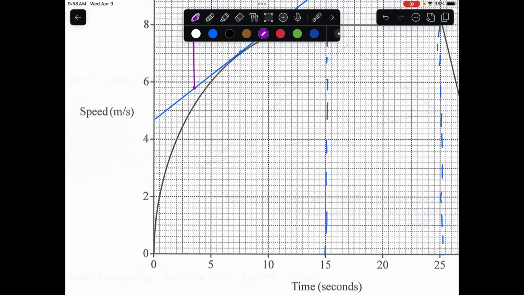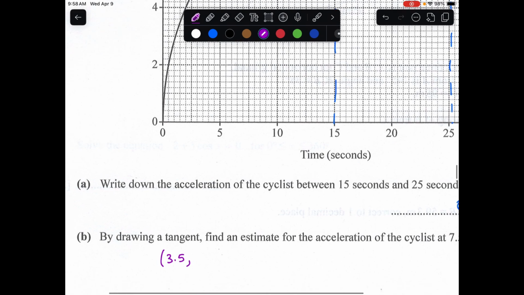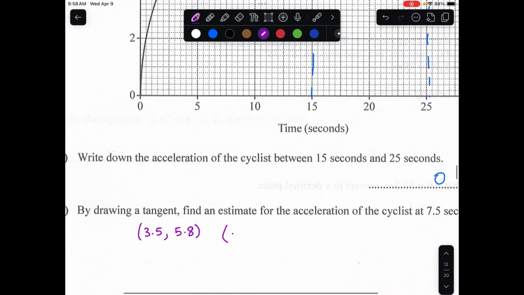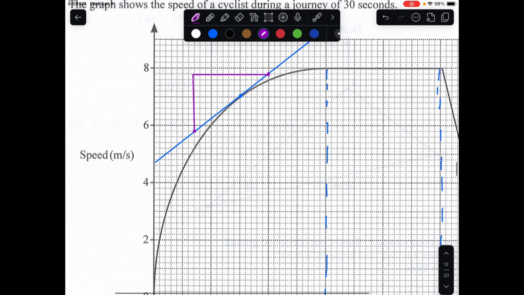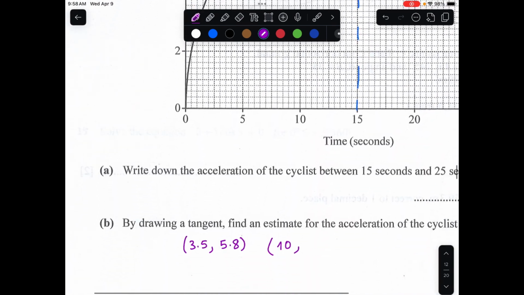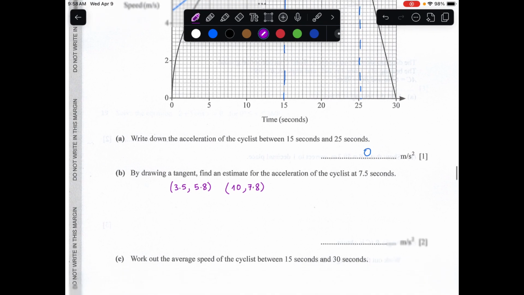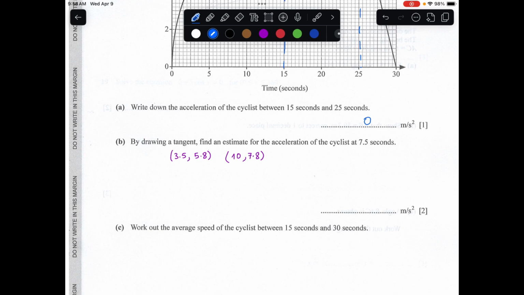And the Y is going to be 5.8. And the second point which I chose, the X is 10 and the Y is 7.8. And now I'm going to work out what is the gradient for this. So the gradient is going to be y2 minus y1 divided by x2 minus x1. So let us work this out.